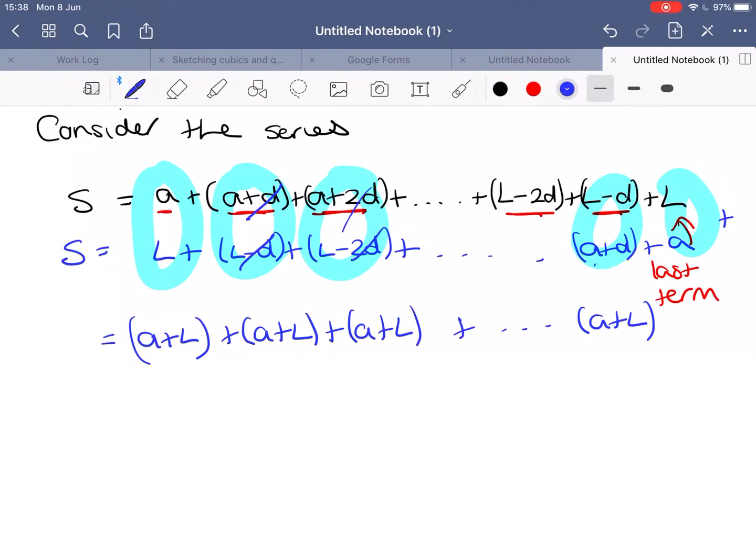But again, I've added two series together. So I've got two of my sums. So that means two of my sums must be, well, I don't know how many terms there are. So I'm going to say there's n terms.